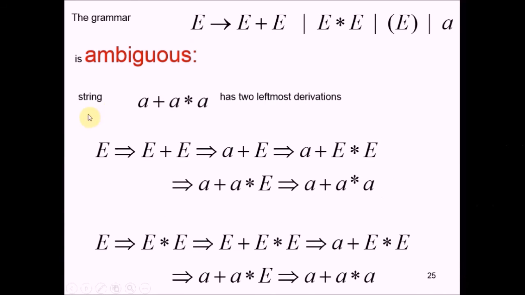Now the string A plus A star A has two leftmost derivations. The first is this, where we replace the first E by A, and then by using the left rule we form this expression and we get the string from the grammar, that is A plus A star A. The other one is this, where we take E star E as the starting point, then we move on with the leftmost rule, replace E by A, and finally we get the same string. So these are the two derivations.